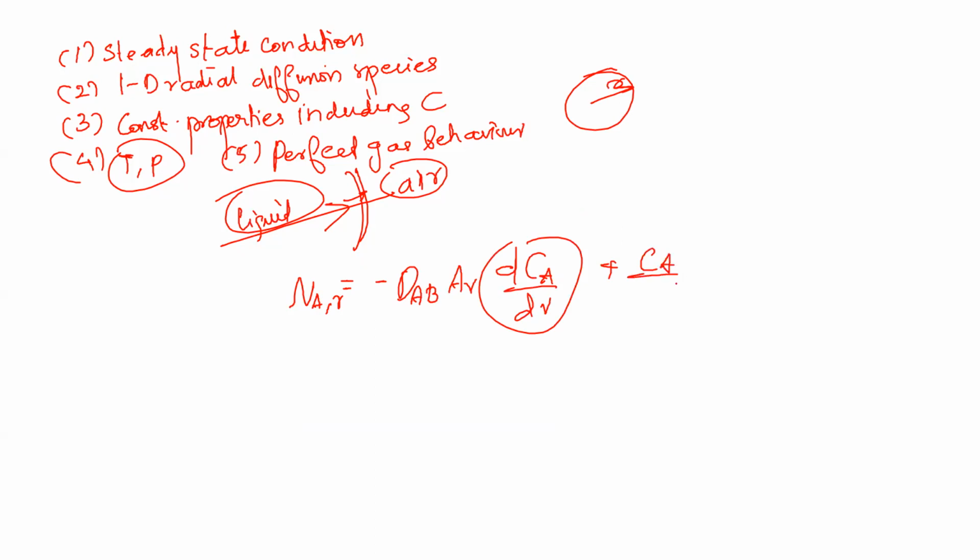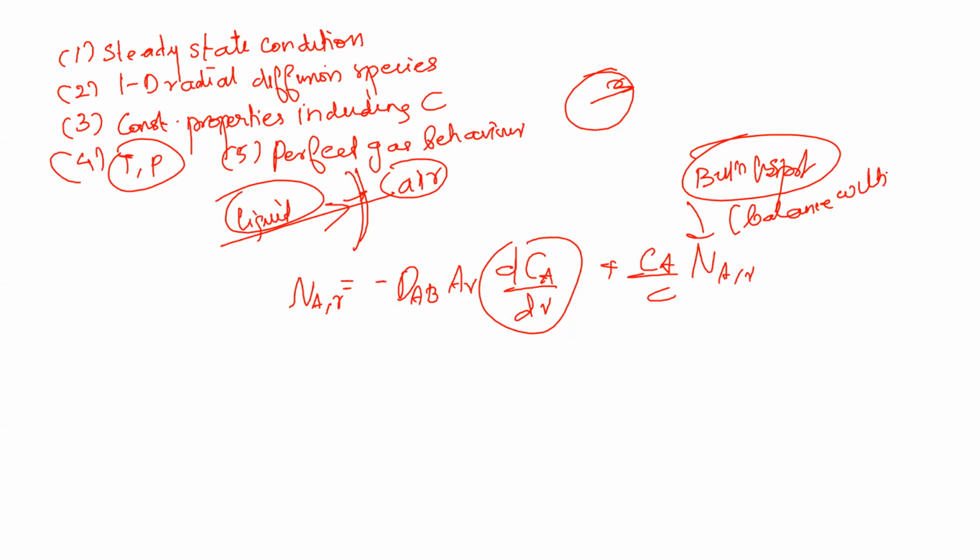Plus CA by C into NAR. So this is actually the bulk transport part, the species which is in balance with species A. So AR equal to 4 pi r square. If it is expanding, the radius is changing, and the area is 4 pi r square.